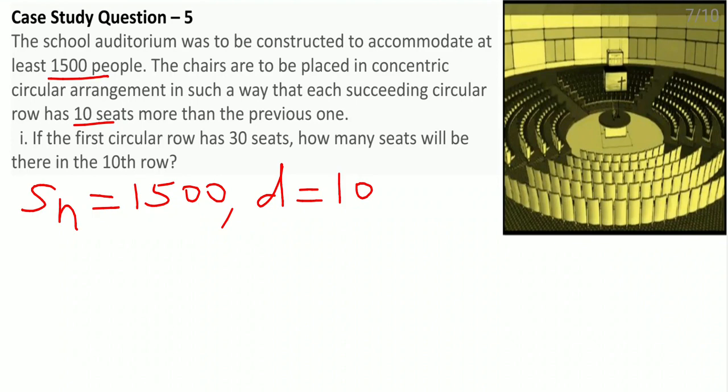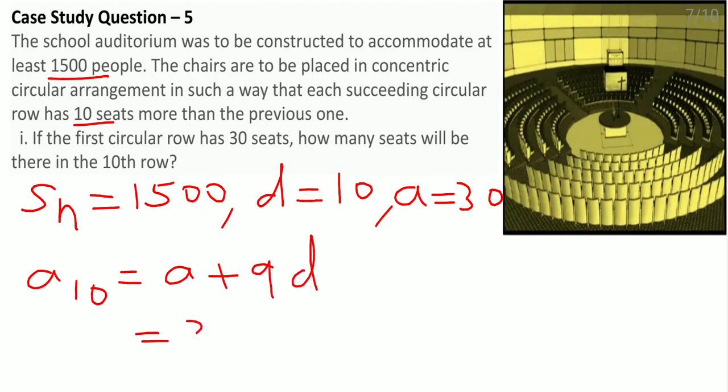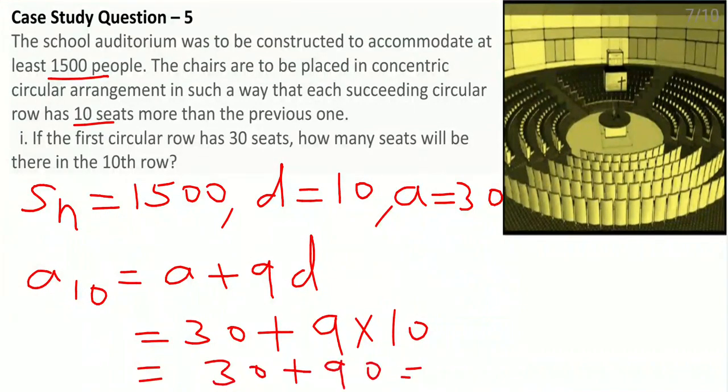Now look at the first question. They said if the first circular row has 30 seats, first this side, that means A equal to 30. So here 30. How many seats will be there in the 10th row? So A10 we need to find out. Simple. A plus 9D. We have the value of A. We have value of D. So which one will come as 30 plus this 90 will be here. The answer comes as 120. So in the 10th row, there are 120 seats.